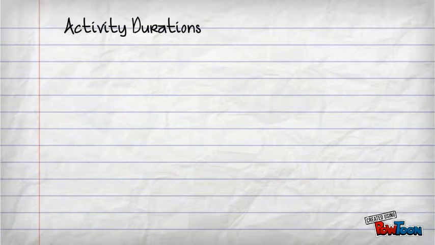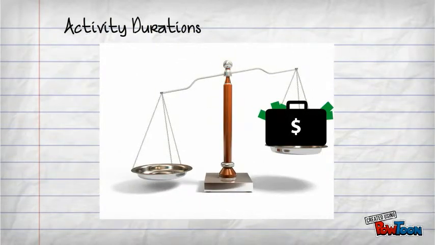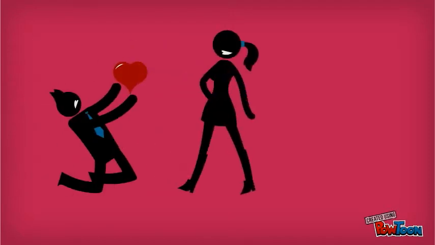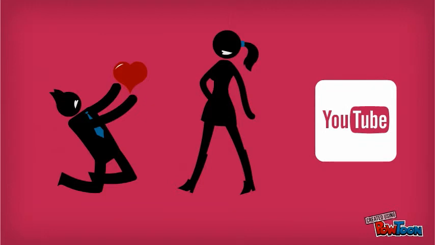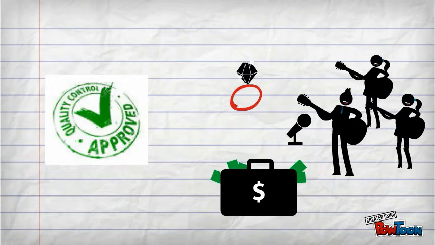Next, when planning activity durations, Assam must find the balance between resources available and the amount of time needed to complete the different activities. The estimates are done based on someone's experience of that activity. For example, someone who's proposed before, or using a YouTube video of someone proposing would suffice. This is highly dependent on the quality level wanted and the availability of resources.